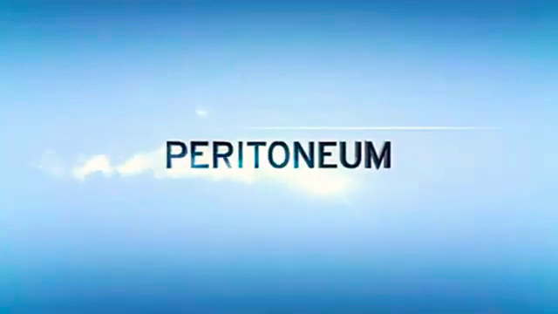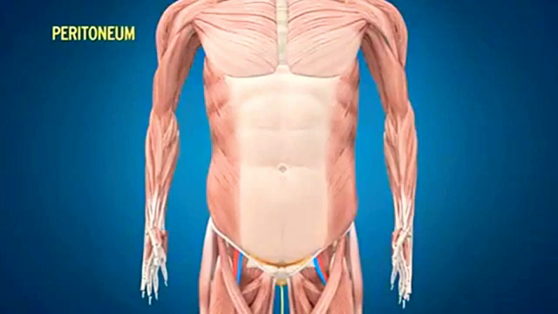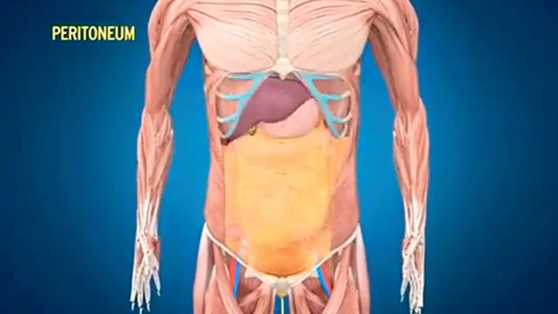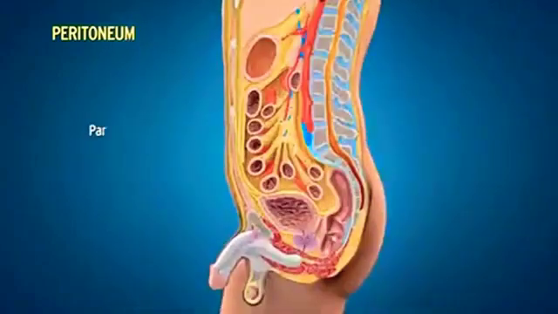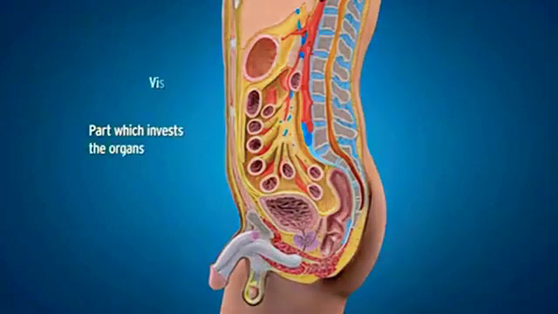Peritoneum. Peritoneum is a serous membrane that lines the abdominal cavity. It reflects over the viscera and invests it either completely or partially. The part which lines the abdominal wall is parietal layer, and part which invests the organs is visceral layer.